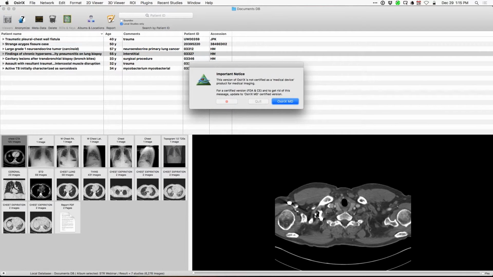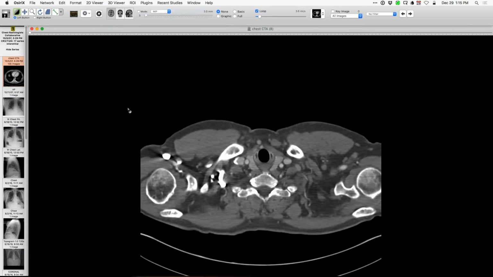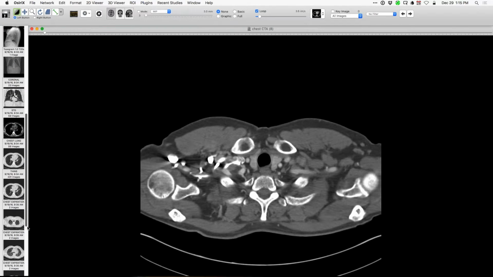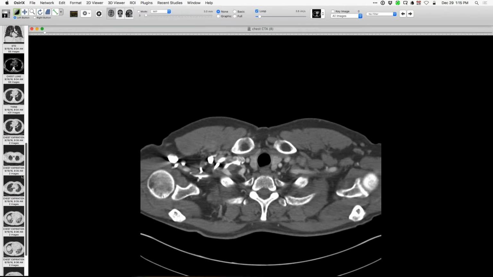This is one I'm going to show just because I have a biopsy to go along with it. So this one is a question of interstitial lung disease of some kind. So let me show you some images of it. I have some thin cuts.